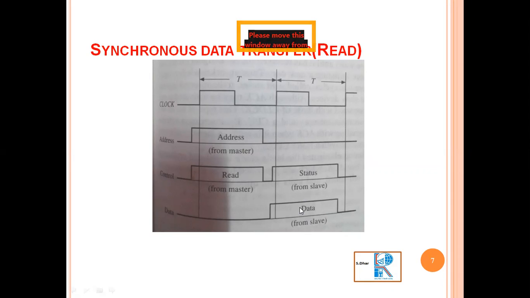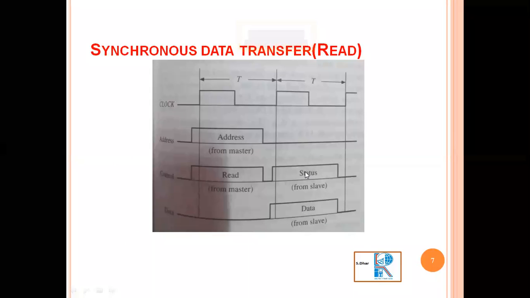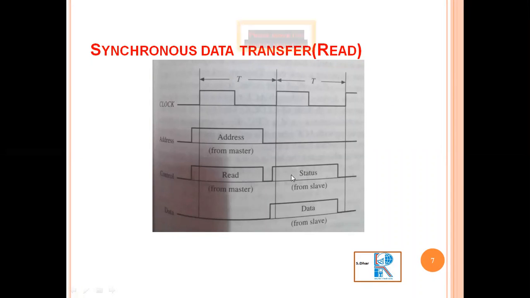That means the slave will provide the data in the next clock cycle, and there is an option that it changes the status. The status from the slave will be changed. That means when this status is high, the slave is telling that see, I have provided the data. You can read the data. Slave is giving this information to the master.